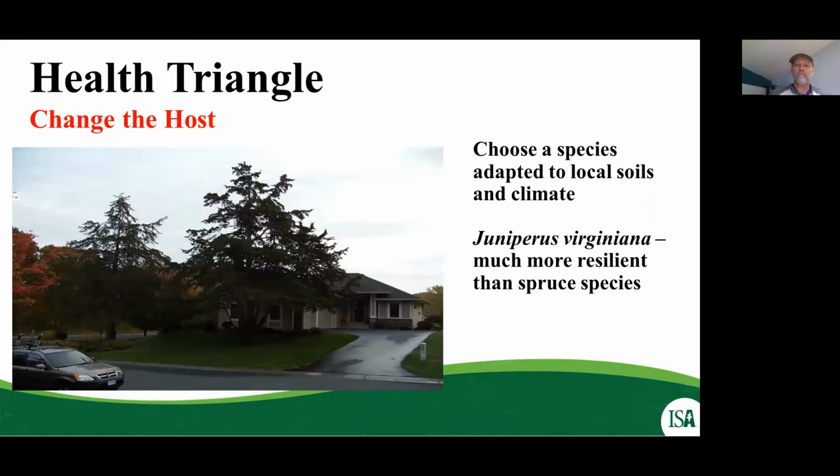So changing the host, if you choose the species that's more adapted to your local climate and soils, one species I really like to fall back on is the eastern red cedar. Some people don't like that for a variety of reasons, but my clients who did go with eastern red cedar tend to be a lot happier than trying to keep spruce trees alive that seem to require a life support system against the growing list of fungal and insect and mite problems with spruce trees. So you put in the right resilient species and you have far fewer problems that you have to deal with and try to fight against.